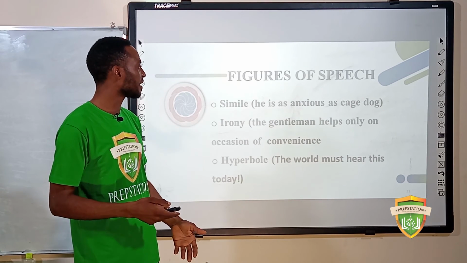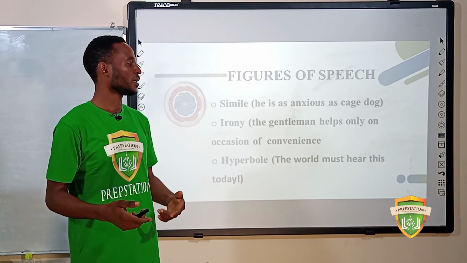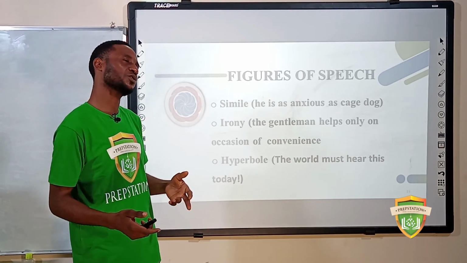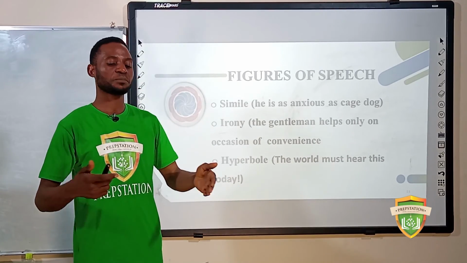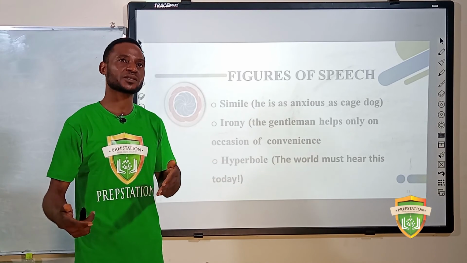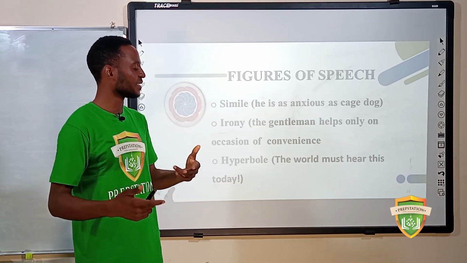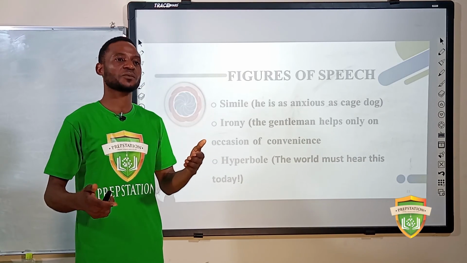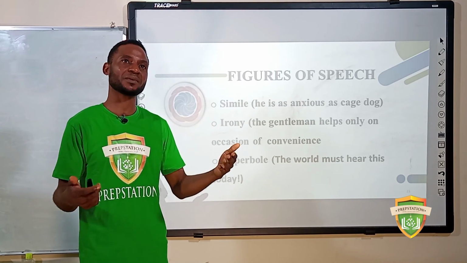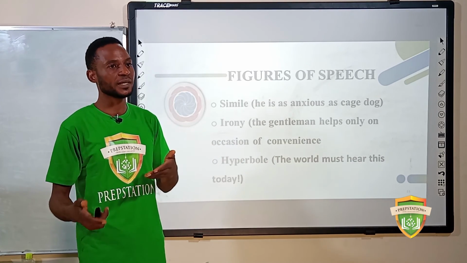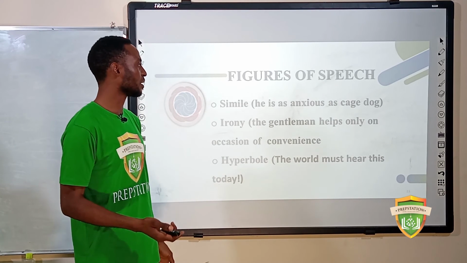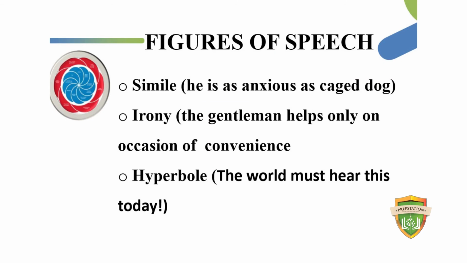Another figure of speech that is of importance to us in this case is simile, which to some extent is the opposite of metaphor. We talked about metaphor, a comparison without using as or like. In simile, you have the same kind of comparison, but this time around, the writer is not direct. He uses as or like to compare one thing with another. For example, he is as anxious as a caged dog. A caged dog. So take note of it.